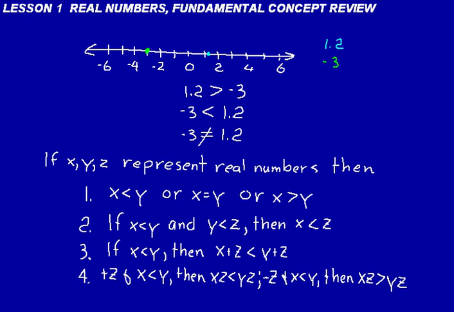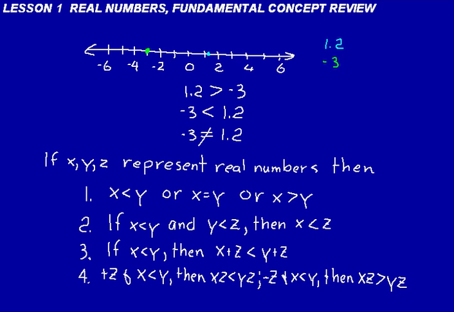Another one is the transitivity axiom. If x is less than y, and y is less than z, then x is less than z. So, for example, if x was 1, y was 2, and z was 3, x would be less than y. Y would be less than z, so no duh, x is going to be less than z as well, because 1 is less than 3.